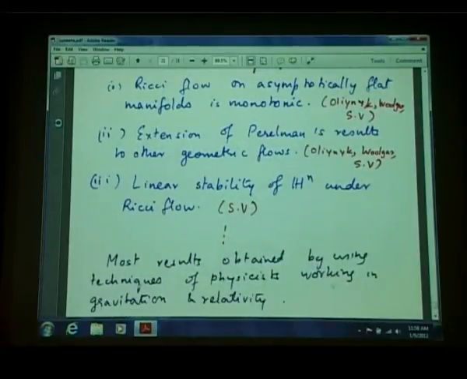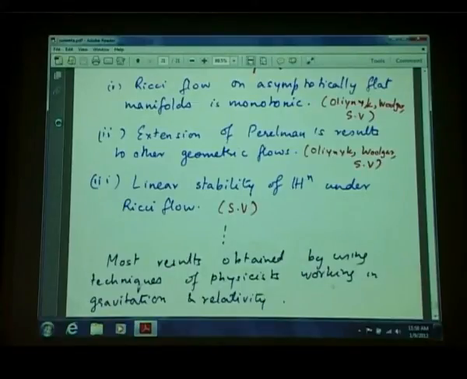And for the last few years, I've been interested in the stability problem of geometries under Ricci flow. This has a very nice connection to gravitation as well, which is one of my research interests. So a result which I proved was the linear stability of hyperbolic space in any dimension under Ricci flow. So this is non-compact hyperbolic space.